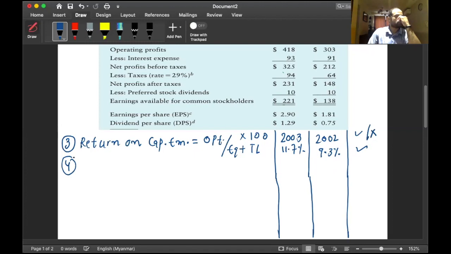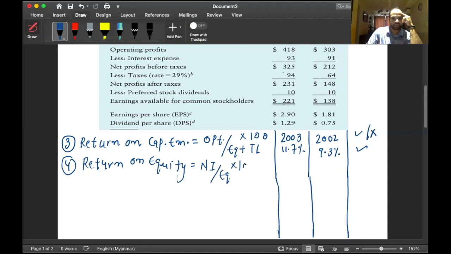Number 4, return on equity. The formula is net income divided by equity. All right. Calculate for 2003 and 2002 and give me your answer. Everybody calculate, not just only 2 students.